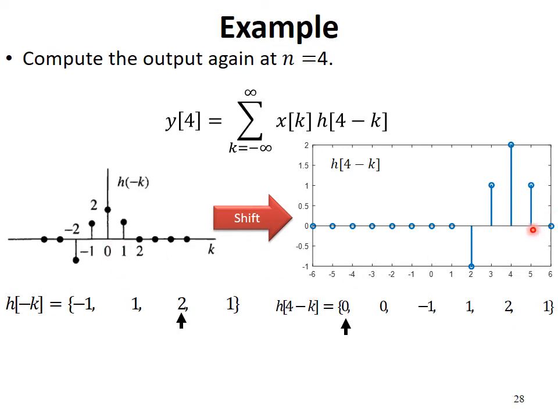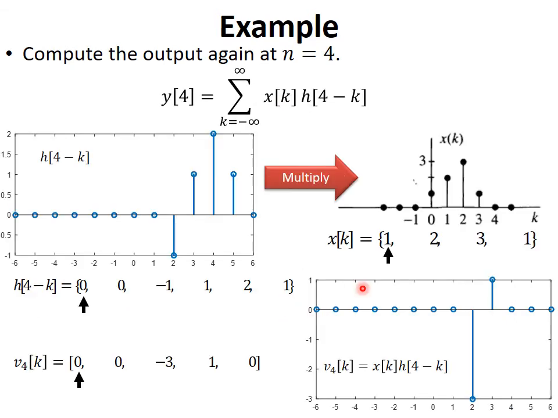It means now sample at 1 would be at k equal to 5, and sample at 0 would be at k equal to 4, and likewise all the samples would be delayed by 4 units. And this is the sequence that you will obtain after delaying h of minus k by 4 units: 0, 0, -1, 2, and 1. So the next step is to multiply h of 4 minus k with x of k.